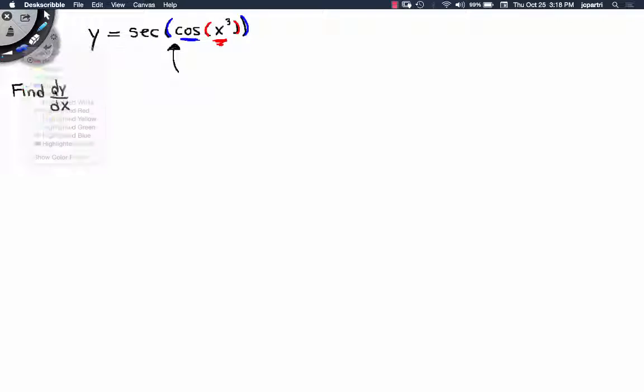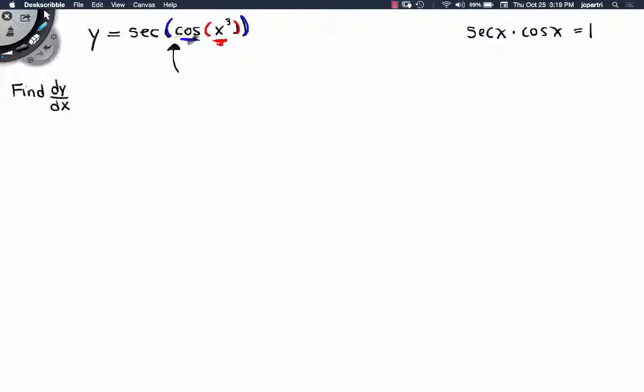Now just a quick reminder, it is true that the secant of x times the cosine of x is equal to 1. That's true, but this is not the secant times the cosine. This is the cosine inside of the secant, or another way to put it, the secant of the cosine. So this is not a product.